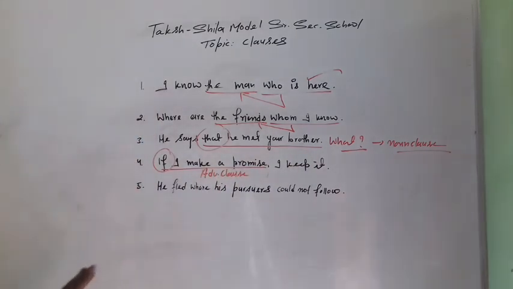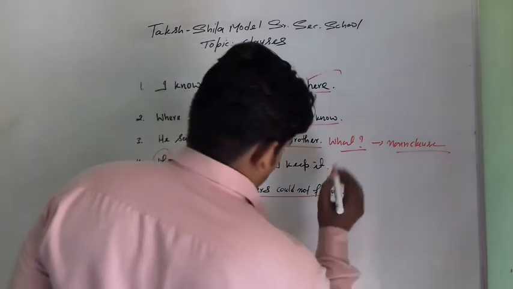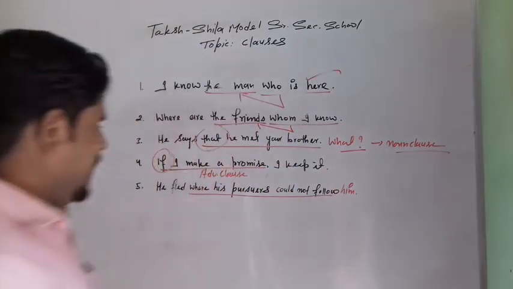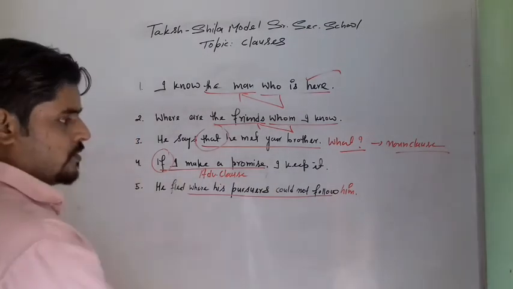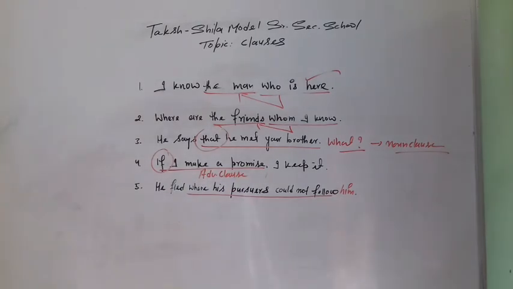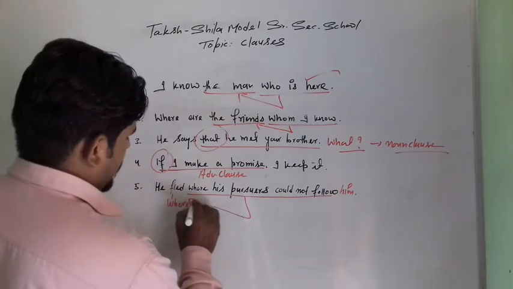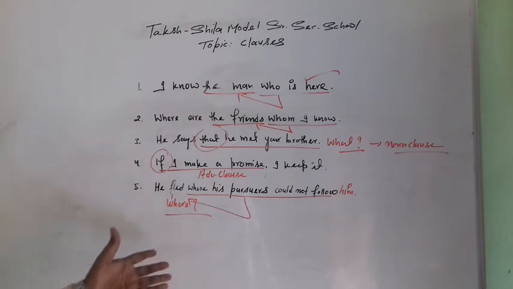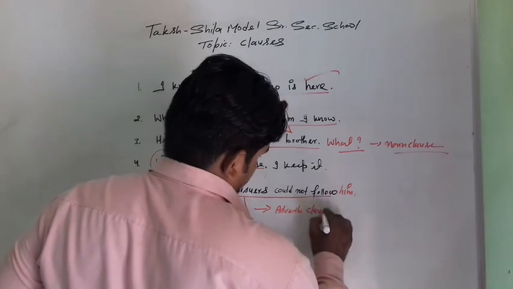Now let us move on to the fifth question. He fled where his pursuers could not follow him. Where his pursuers could not follow him is the clause. And what type of clause is this? Where did he flee? Fled. So where did he flee? He fled where his pursuers could not follow him. So it modifies the meaning of the verb. When we ask the verb where, we get the answer: where his pursuers could not follow him. So what type of clause is this? This is an adverb clause, right?